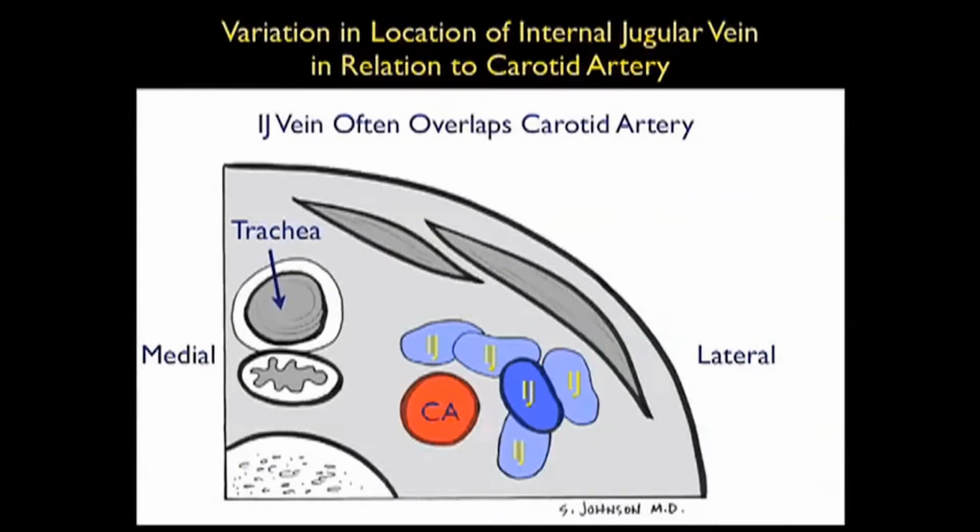Notice the variation in location of the internal jugular vein to the carotid artery, and many times the internal jugular vein is located on top of the carotid artery, making it difficult to cannulate. Thus, it's important to look with ultrasound before cannulation attempts to avoid puncture to the carotid artery.